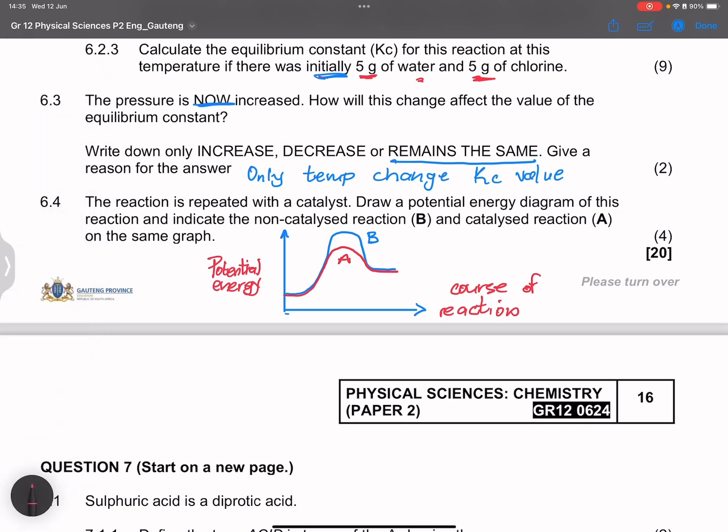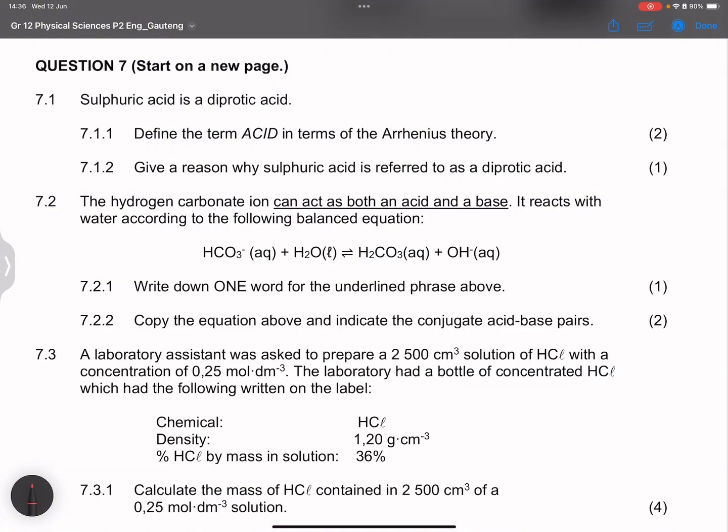Ladies and gents, that brings us to the end of question 6. Let's go on to the next one. Question 7, they say sulfuric acid is a diprotic acid. Define the term acid in terms of the Arrhenius theory.